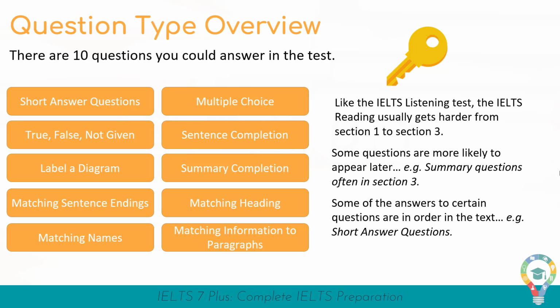Some of the answers to certain questions are also in order in the text. Now let me explain that a little bit further. In the example of a short answer question, you will find that the answers are ordered in the text. So that means that the answer to question 1 will be at the very beginning of the text, and the answer to question 2 must come after that in the text, possibly in the middle. And the answer to question 3, for example, therefore must come at the end.